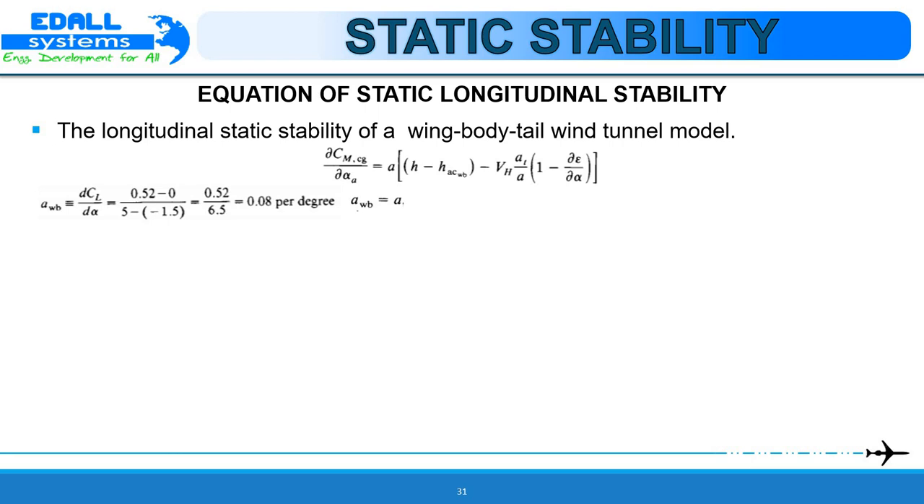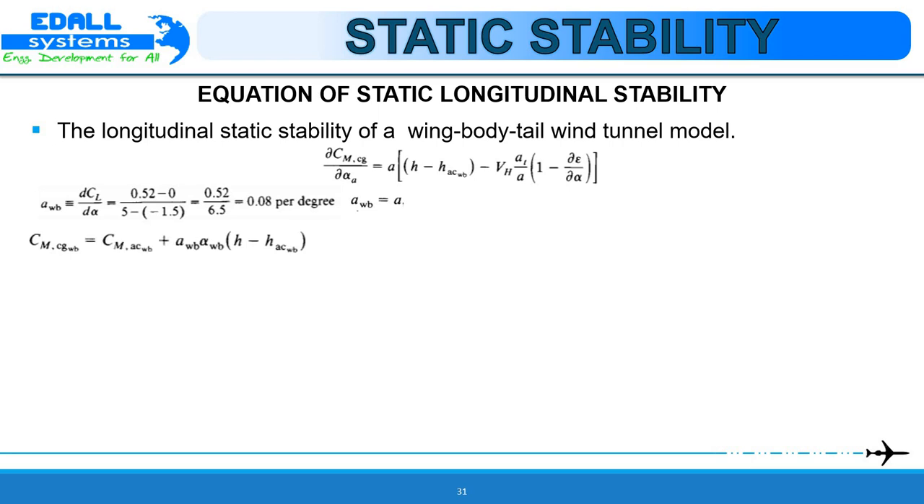First, we need to calculate the lift slope, where a is the lift slope of WB. WB is the wing body. We have change in coefficient of lift to the change in angle of attack. Substituting the values, we get 0.083 per degree. We assume that the aircraft lift slope of the wing body is equal to the lift slope of the aircraft. So, a subscript WB is equal to a.